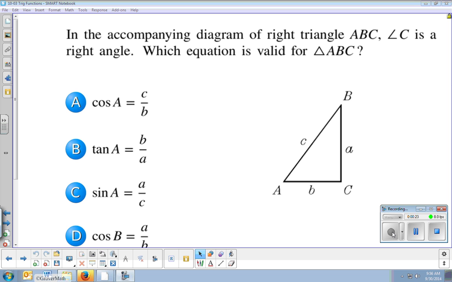In the accompanying diagram of right triangle ABC, angle C is a right angle. Which equation is valid for triangle ABC? Really they're just testing your concept if you know what sine, cosine, and tangent ratios are. So quick reference: sine is opposite over hypotenuse, cosine is adjacent over hypotenuse, and tangent is opposite over adjacent.